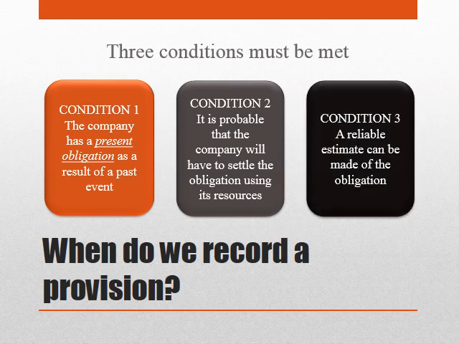Our final condition is that a reliable estimate can be made of the obligation. Now, this doesn't mean that it's going to be a perfect estimate. It just means that we've got a good reason to believe that the amount that we're going to provide for is a reasonable estimate.